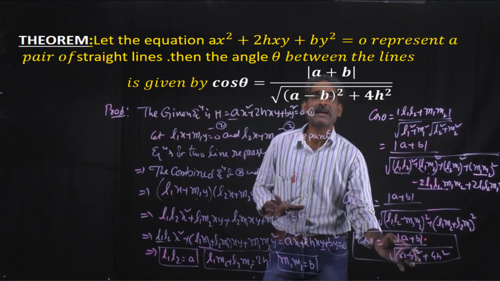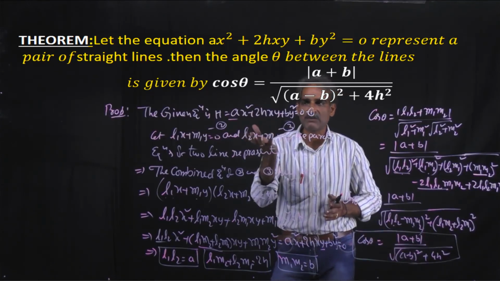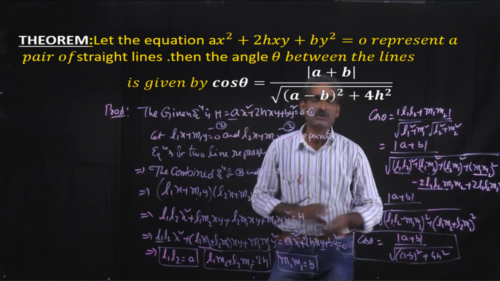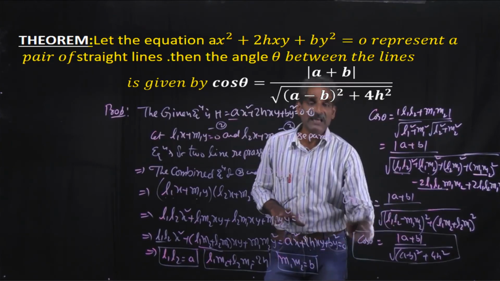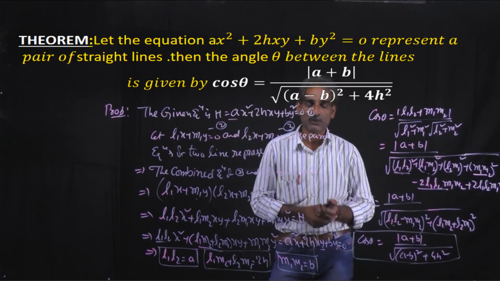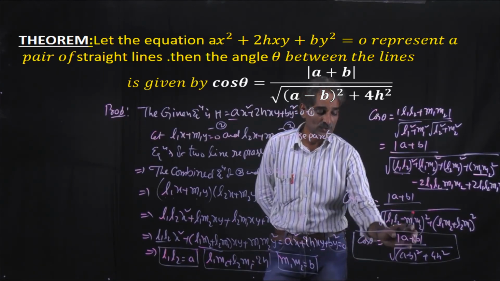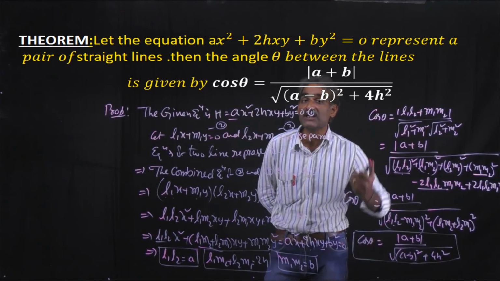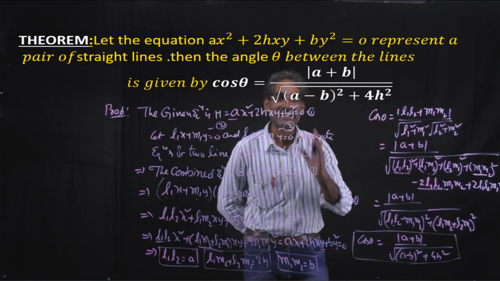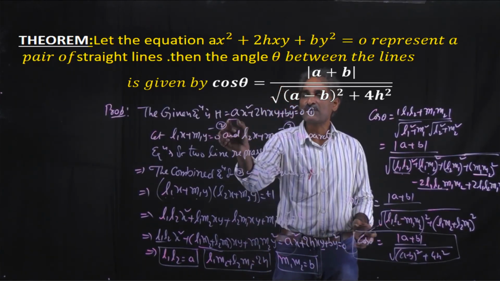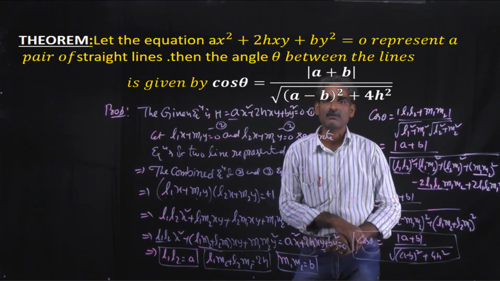Now this is the formula to find the angle between the pair of lines. If the given equation is in this form, we have to use this formula to find the angle between them. Okay, suppose theta is 90, what is the condition? That is important. If theta is 90, cos 90 is 0. So a plus b equal to 0. That is the condition for perpendicular lines. If the angle between the two lines is 90, a plus b is 0, that means coefficient of x square plus coefficient of y square equal to 0. That is the important note.